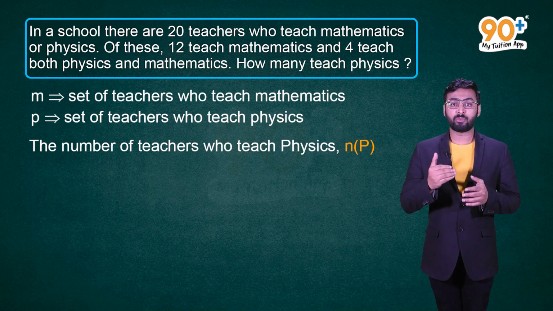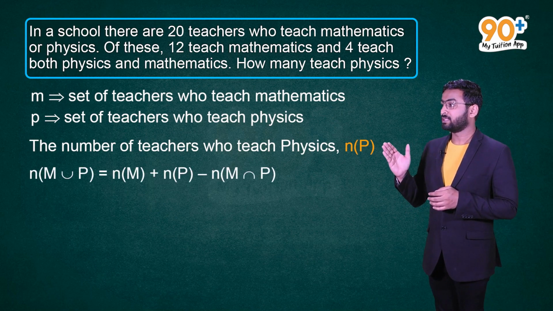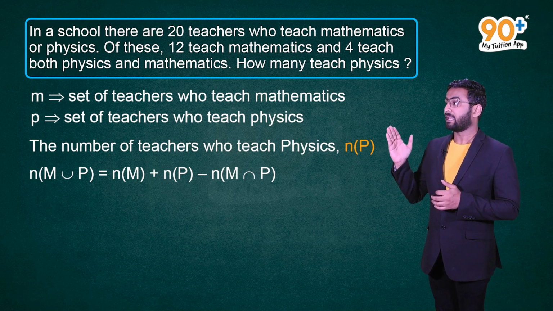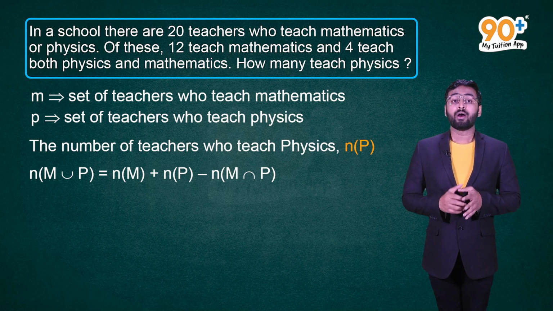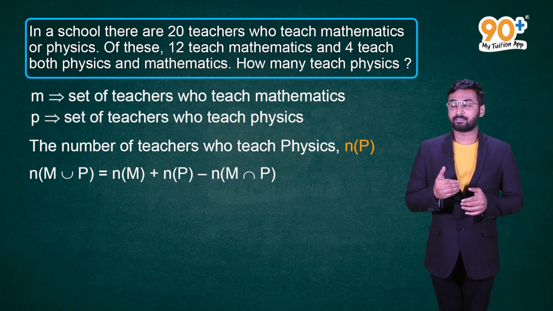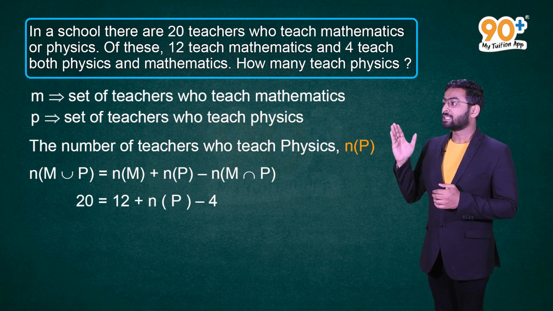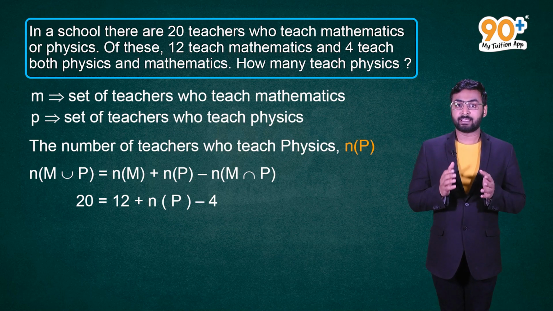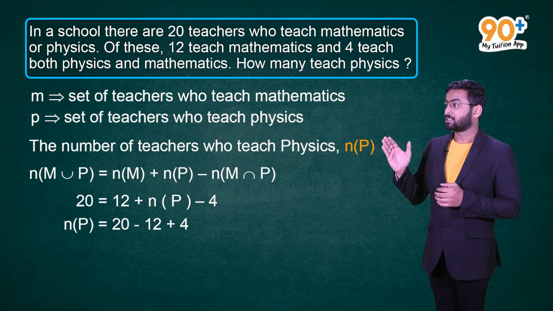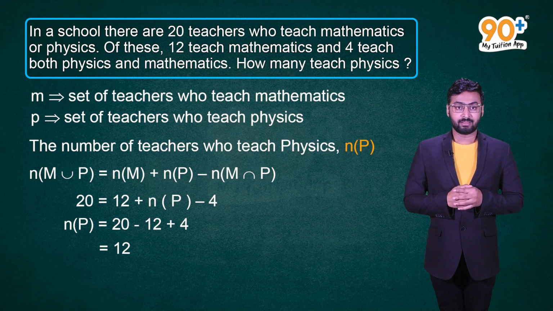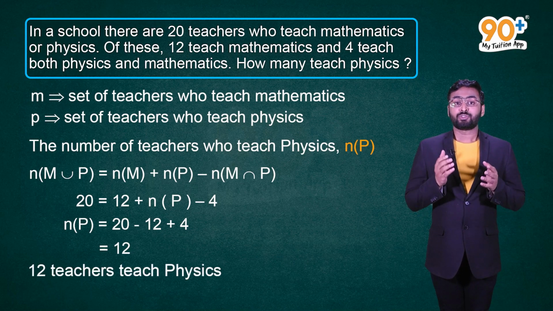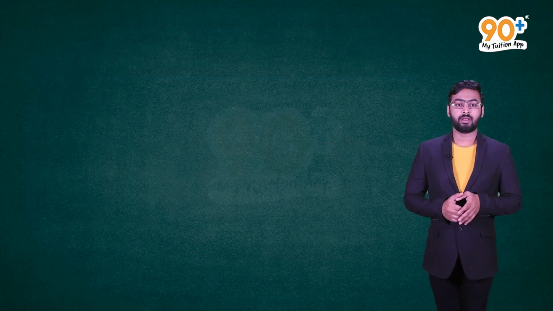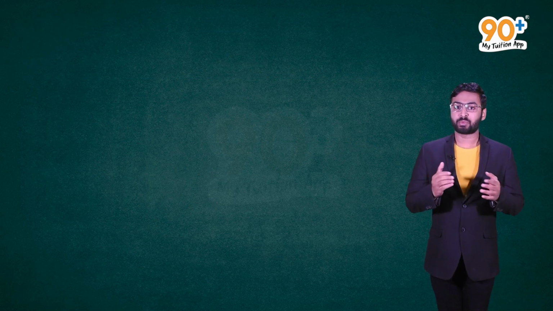So here, the formula will be n of M union P is equal to n of M plus n of P minus n of M intersection P. On substituting the values, we get 20 is equal to 12 plus n of P minus 4. On solving this, we get n of P is equal to 20 minus 12 plus 4, which is equal to 12. Therefore, we can say 12 teachers teach physics. Now, let's move on to the next question.